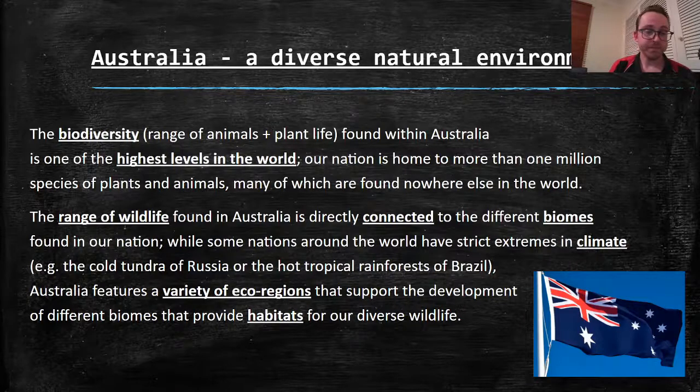Our nation is home to more than 1 million species of plants and animals, many of which are found nowhere else in the world. The range of wildlife found in Australia is directly connected to the different biomes found in our nation. The reason we have all of these amazing, fantastical creatures is because of our environment, because of the different biomes we have. Some nations around the world have very strict extremes in climate. In places like Russia, where they have a lot of tundra, a very cold biome, or in Brazil, where they have a very hot tropical climate, lots of rainforests, you're only really restricted to one type of animal. Whereas in Australia, since we have a variety of environments, of ecoregions, we support the development of different biomes that provide habitats for different types of wildlife.